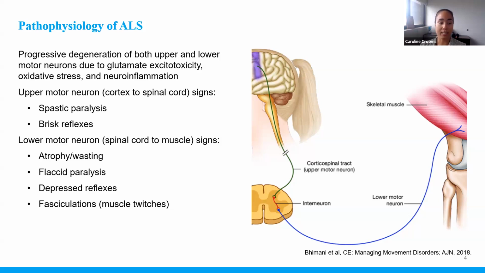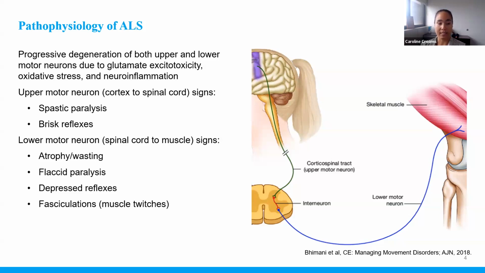So upper motor neuron signs, and again, that's the cortex to the spinal cord, include spastic paralysis. And by spasticity, we mean essentially tight muscles. So if you try to move a limb across a joint, the muscle kind of catches or sticks. It's hard to move. And then also brisk reflexes. That would be more of a clinical sign on exam rather than something reported by a patient.